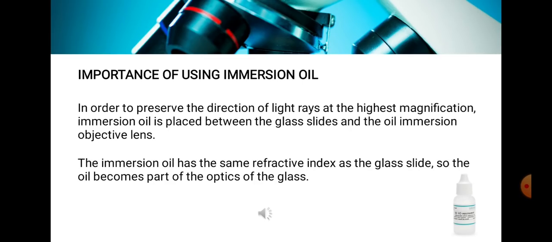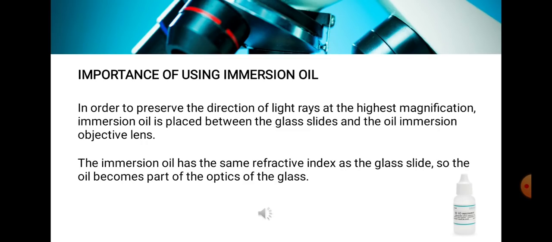After learning the path of light, let us discuss the importance of using immersion oil. In order to preserve the direction of light rays at the highest magnification, immersion oil is placed between the glass slide and the oil immersion objective lens. Oil immersion microscopy increases the refractive index of the specimen when used properly. With limited disadvantages, slides prepared with immersion oil techniques work best under higher magnification, where oils increase refraction despite short focal lengths.